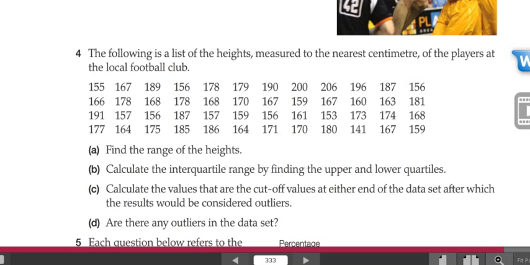What about the interquartile range? Take a seat. Good. IQR is equal to Q3 minus Q1. So what's Q3? 180? Wait, 179. And what's Q1?